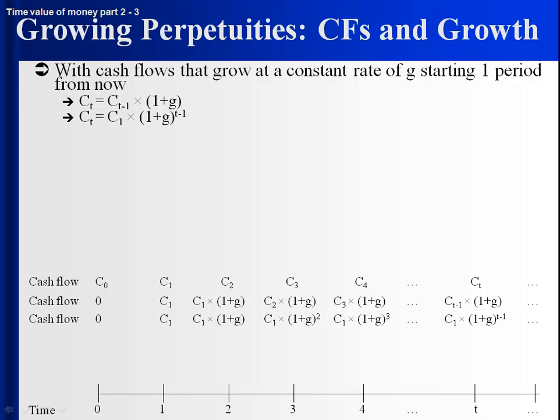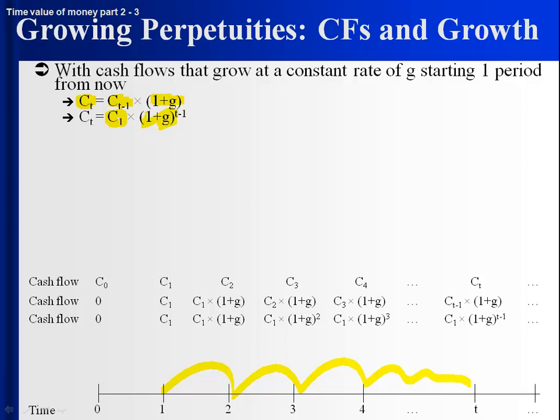So we've established already that the cash flow at any particular time, with constant growth, is equal to the previous cash flow times 1 plus g. Or you can also view it as being equal to the cash flow at time 1 times 1 plus g to the t minus 1, because from time 1 to time t, there are t minus 1 jumps.